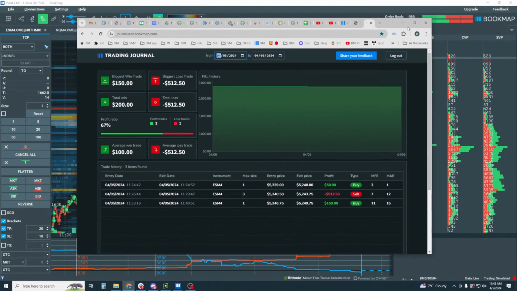All right, how did it work out? This is it here. So it went against us 15, it went for us 11. This is our favorable here. This is not good. However, we only had half our position on, right? So this is what we've got to keep in mind.